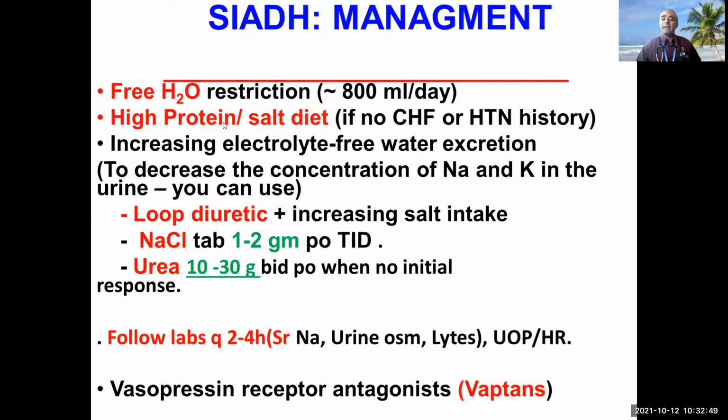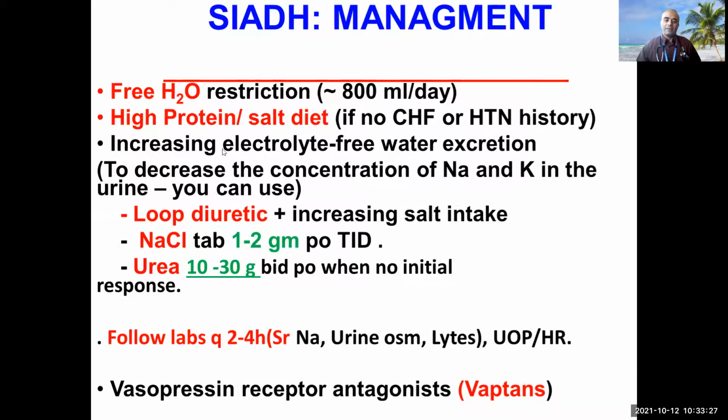High protein intake and salt intake, if the patient does not have congestive heart failure or hypertension. If no hypertension, no congestive heart failure, you can recommend to increase high protein and high salt. Increase electrolyte-free water excretion. What is meant by free water excretion? To decrease the concentration of sodium, potassium, urea in your urine, because all these electrolytes, osmolytes, will drag free water with them through the urine, and it will induce more water excretion. This is electrolyte-free water.